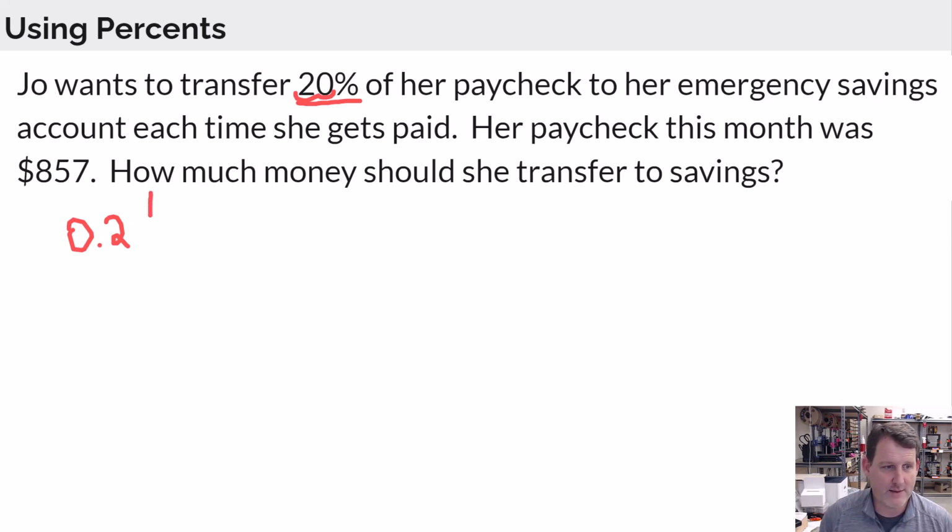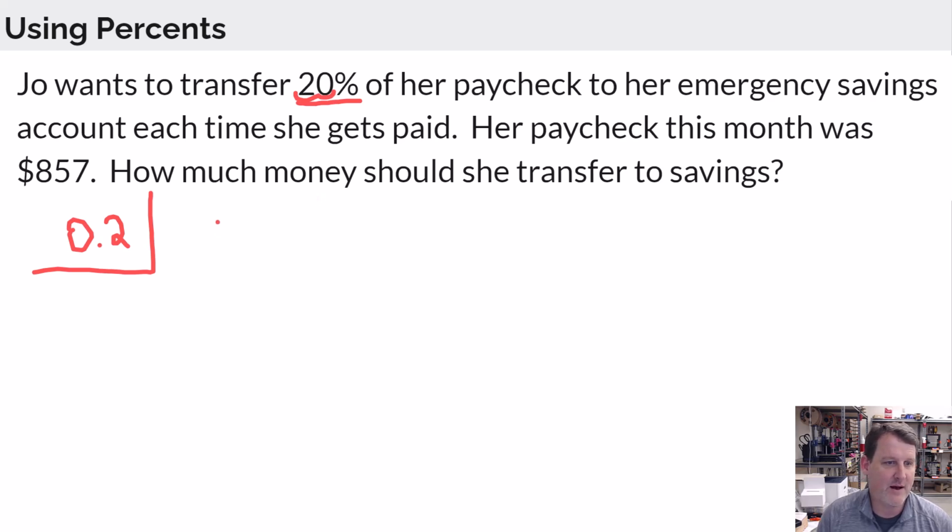So let's go ahead and see what we can find to do it. If we add 0.2 to 857, we get 857.2. That's too much money. That's more than 100%. So that wouldn't make sense. If we subtract it, we get 856.8. And that's too big a number too. We're looking for a smaller chunk of it. So adding and subtracting didn't work.